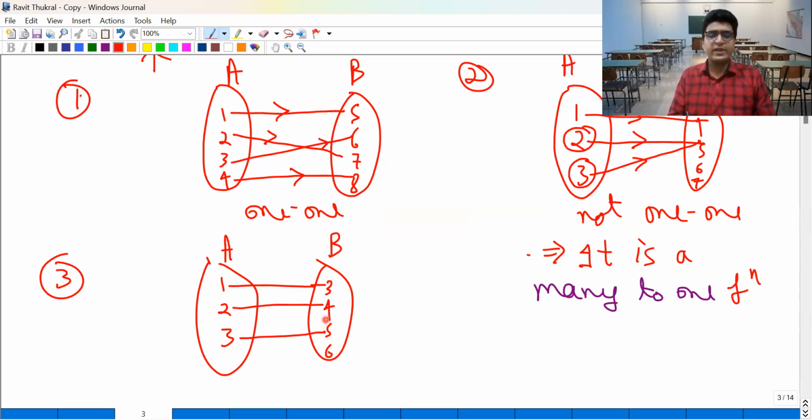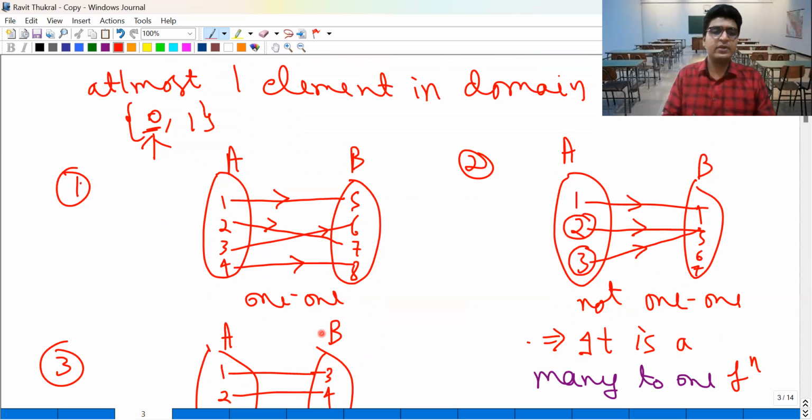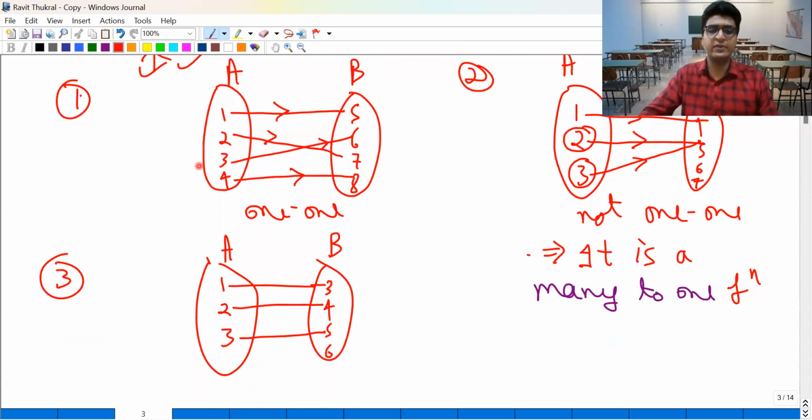And is it injective? Well, for each element in B, it should have 0 or 1 association. So 3 has one association, it is connected to 1. 4 has one association, it is connected to 2. 5 has one association, it is connected to 3. 6 has 0 associations because it is not connected to any element in the domain. All of it is part of the definition because 0 and 1 are both allowed as the number of associations. So it is a 1-1 relationship.